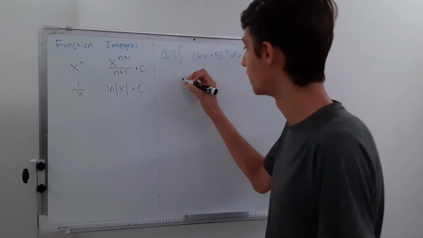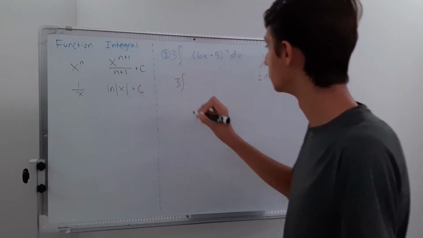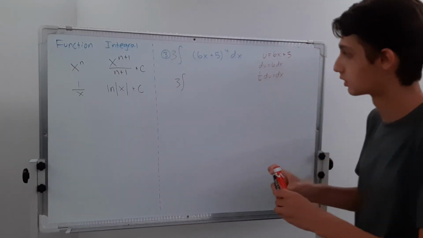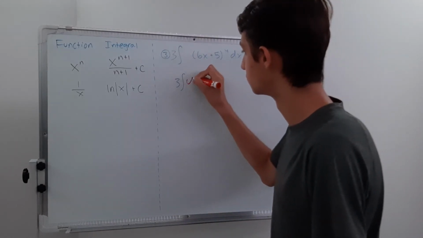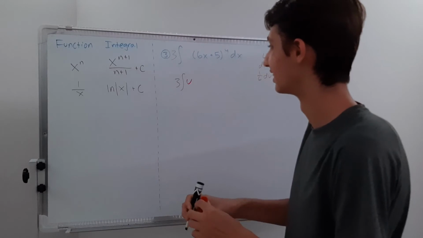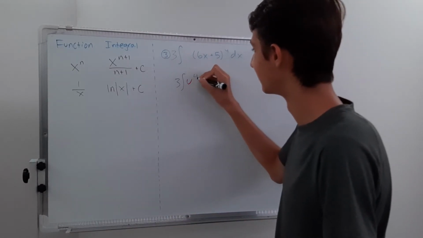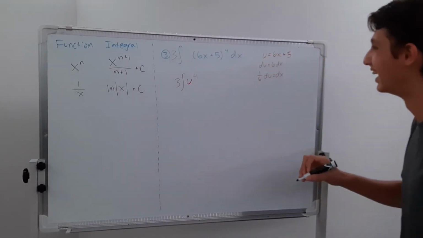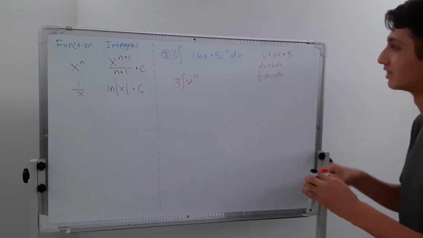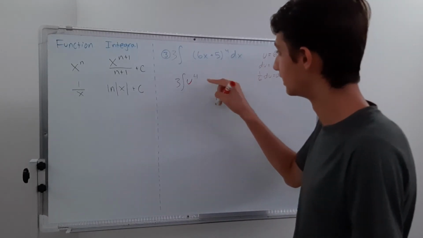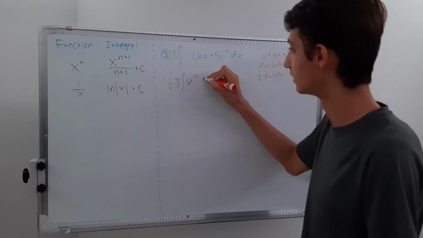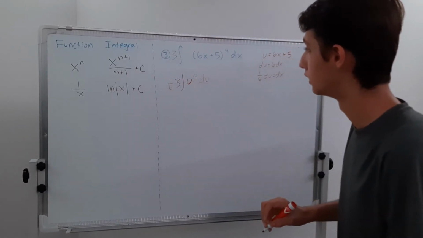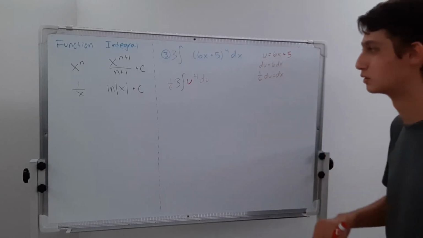So we have this 3 times the integral of u to the fourth. So we have u to the fourth. I put too much effort into these. And then we actually multiply it by 1/6 du. So the 1/6 can actually just go on the outside. And then we have this du. Okay? I don't know why that u is so bold.